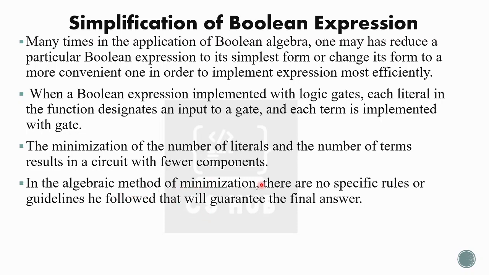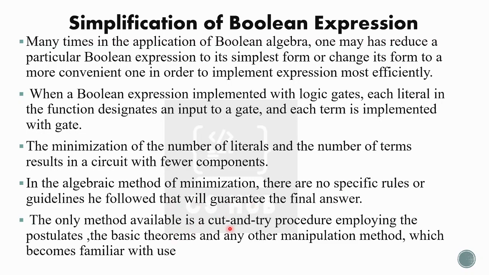In the algebraic method of minimization, there are no specific rules or guidelines to be followed that will guarantee the final answer. The only method available is a cut and try procedure, employing the postulates, the basic theorems, and any other manipulation method which becomes familiar with use. Suppose in some situation two people are solving a single expression, both of them may reach different conclusions, but it is possible that both conclusions are true. There is a possibility for that.